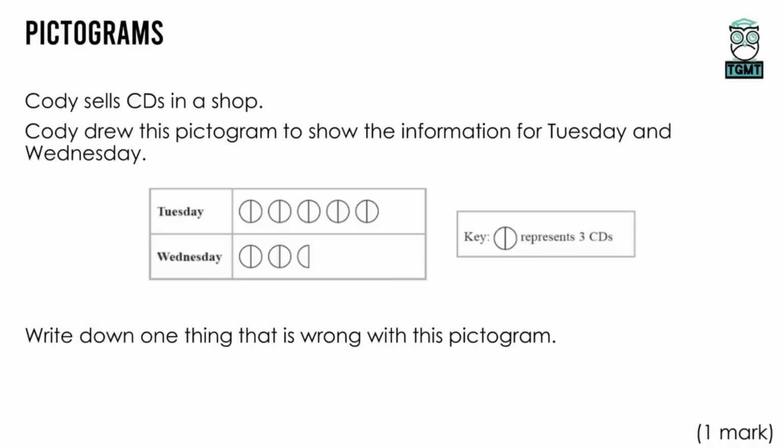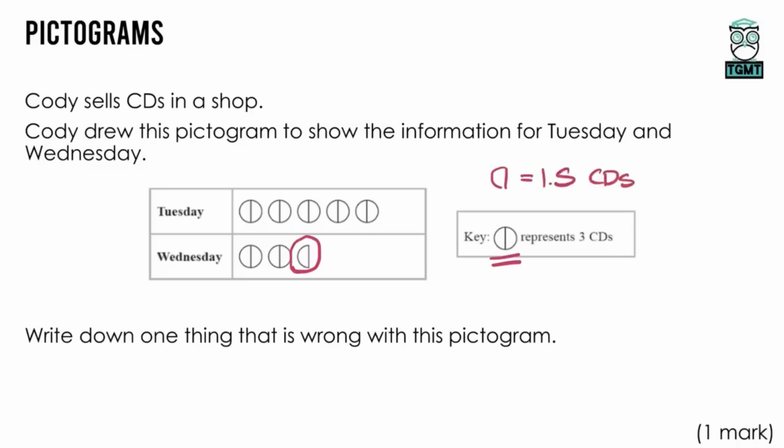So there must be something wrong with this key. Now over here we are allowed to use half of a circle. So what does that mean in terms of our key? Well, our key here says a full circle represents 3 CDs. Well, that would mean that half of a circle was equal to 1.5 CDs.